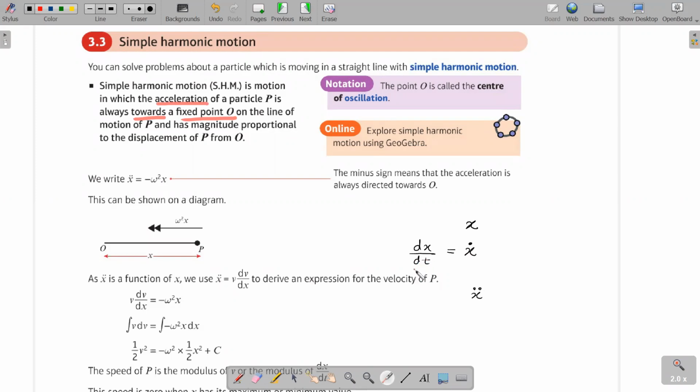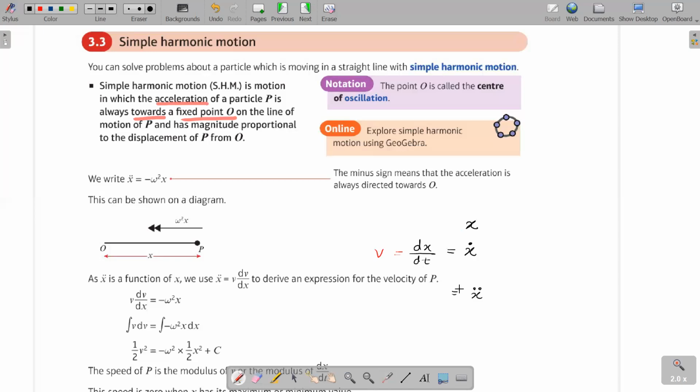So what do you get when you differentiate x twice? When you differentiate x once, you get dx by dt. Dx by dt is also the velocity, isn't it? Velocity is dx by dt. So when you differentiate the x term twice, you get d square x by dt square. Who is that?